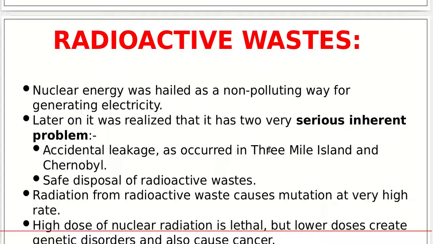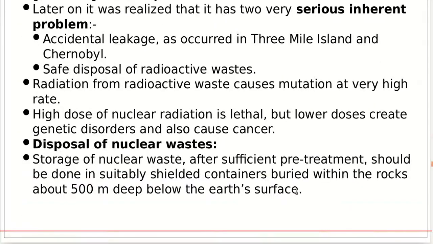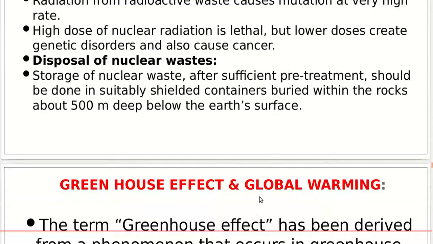Safe disposal of radioactive waste. These are all serious problems. The radiation from radioactive waste can cause mutation at a very high rate in human beings. A high dose of nuclear radiation is lethal, but lower doses cause genetic disorders and also cause cancer. How do we dispose of the nuclear waste? The storage of nuclear waste after sufficient pre-treatment should be done in a shielded container which is buried within the rocks about 500 meters deep below the Earth's surface.